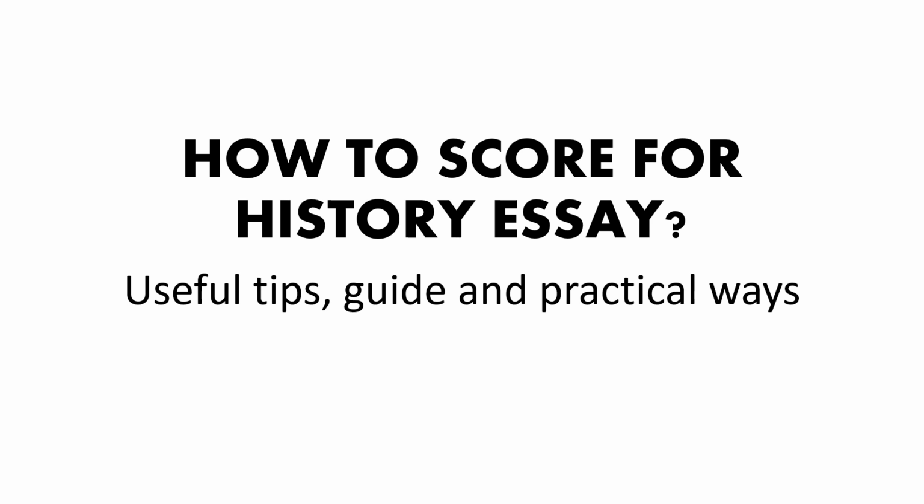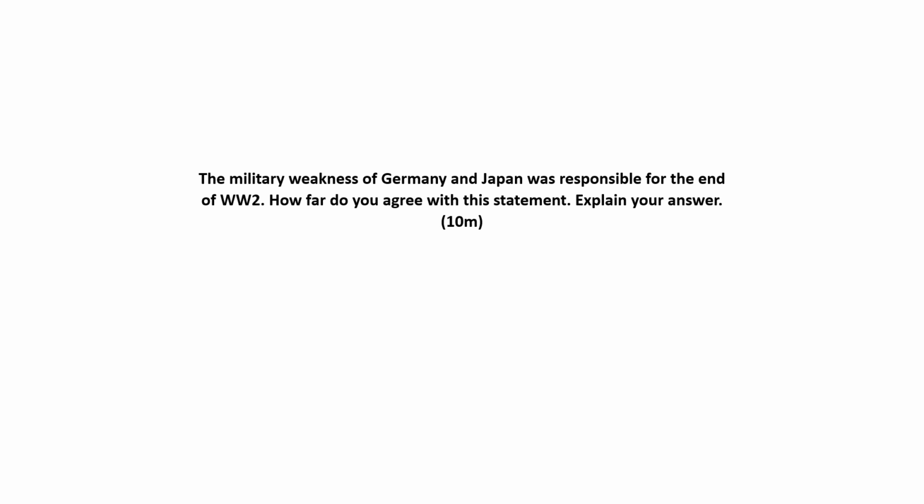Okay, so hello everyone. This video is again another how-to series, right? Useful tips, guide, and practical ways of answering essay questions. So today we are looking at specifically this particular question. It is on chapter 6, right? So we are looking at: the military weakness of Germany and Japan was responsible for the end of World War II. How far do you agree with this statement?